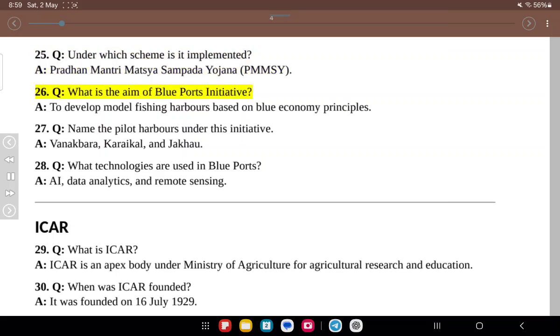26. Q. What is the aim of Blue Ports Initiative? A. To develop model fishing harbors based on blue economy principles. 27. Q. Name the pilot harbors under this initiative. A. Wanigbara, Karaikal, and Jakhau. 28. Q. What technologies are used in Blue Ports? A. AI, data analytics, and remote sensing.